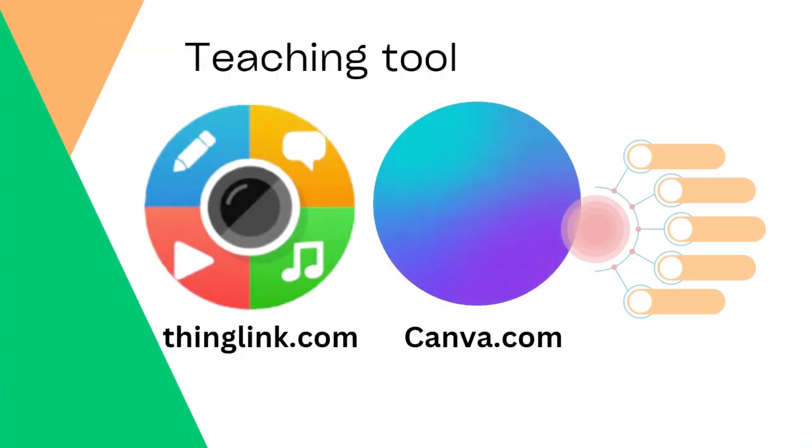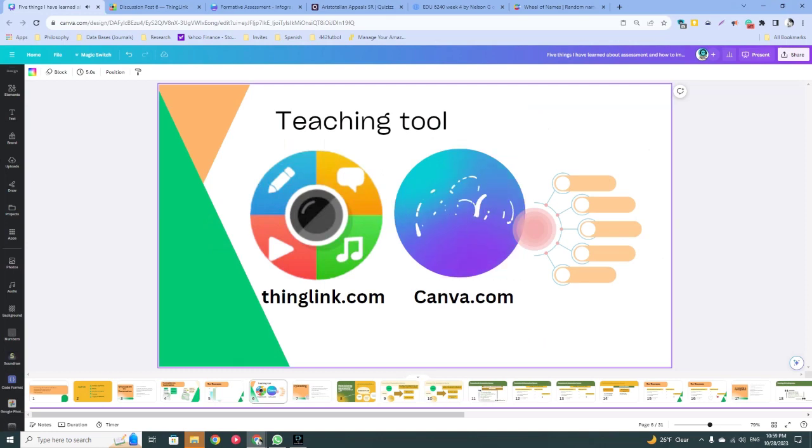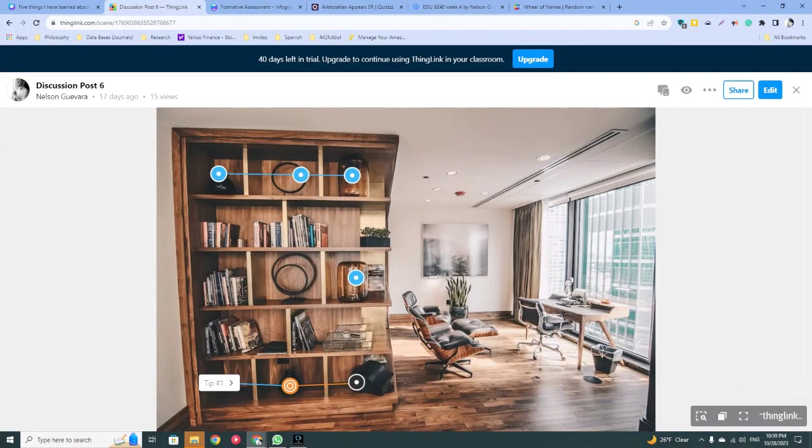Some of the teaching tools that we can use, that I am currently using in my classrooms and that I will keep implementing more, are ThinkLean and Canva. So when it comes to assigning formative assessments, you could use ThinkLean. ThinkLean is a website that allows you to create these nice tags, to create this nice sequence where students can show what they have learned.